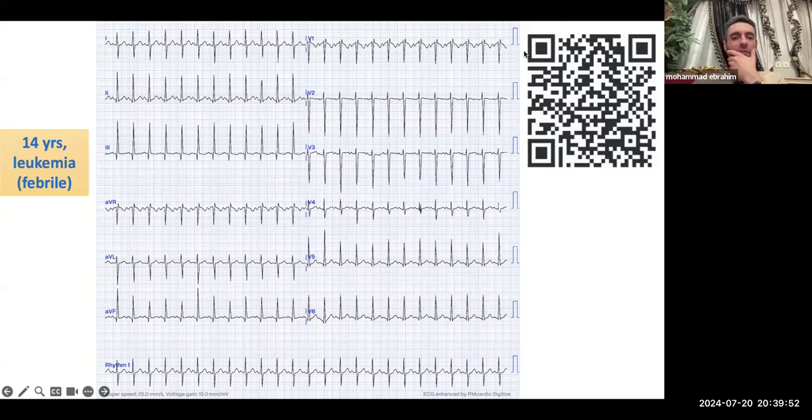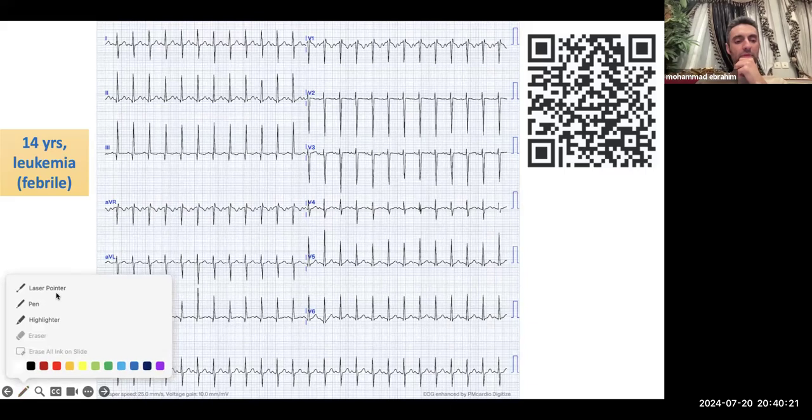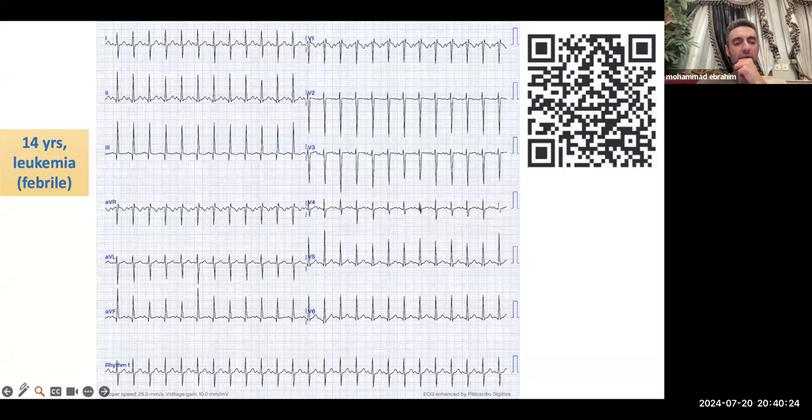Okay, excellent. Dr. Ahmed, we talked about this last week or two weeks ago. So we said it's a narrow complex tachycardia, but you have a differential. In order to figure out the type of tachycardia, you want to study the P waves. And the P wave, as you can see here, is upright in lead 1, upright in lead 2, upright in lead 3, and then upright in AVL, AVF.